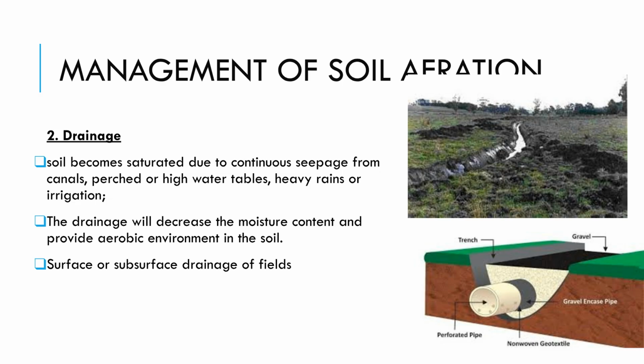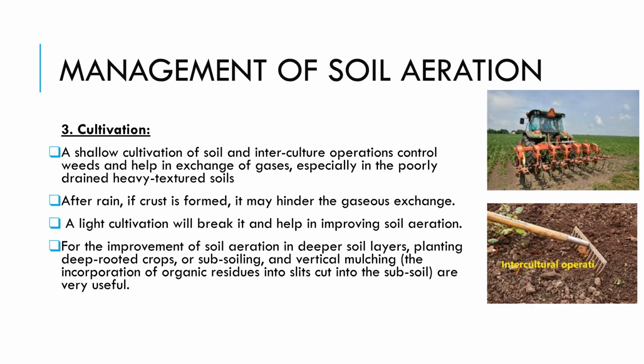Drainage is essential for managing soil aeration when the soil is saturated due to water. Surface or subsurface drainage decreases moisture content and provides an aerobic environment in the soil. Cultivation, especially shallow cultivation and interculture operations, helps in gas exchange, particularly in poorly drained soils. Breaking a surface crust with light cultivation can improve aeration. For deeper layers, planting deep-rooted crops or subsoiling is beneficial.